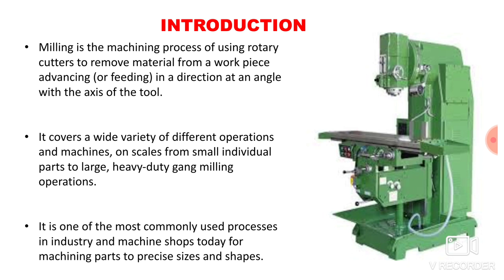It covers a wide variety of different operations and machines, on a scale from small individual parts to large heavy duty gang milling machines. So at the workshop you can see the small milling machine and even a large heavy duty gang milling machine which has multiple cutters. So at the same time you can remove the material by using multiple cutters. It is one of the most commonly used processes in industry and machine shops for machining parts to precise size and shapes. So you are getting a part from the milling machine with a precise size and shape.